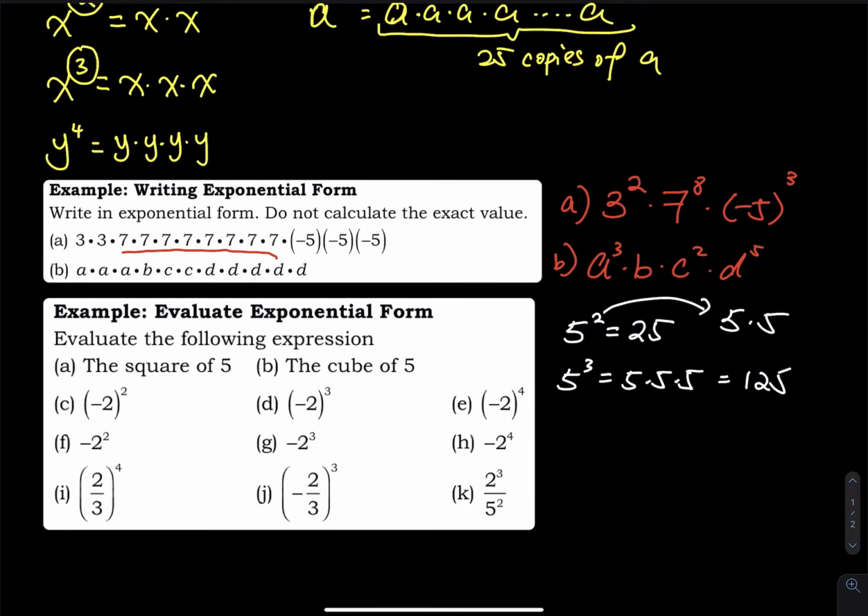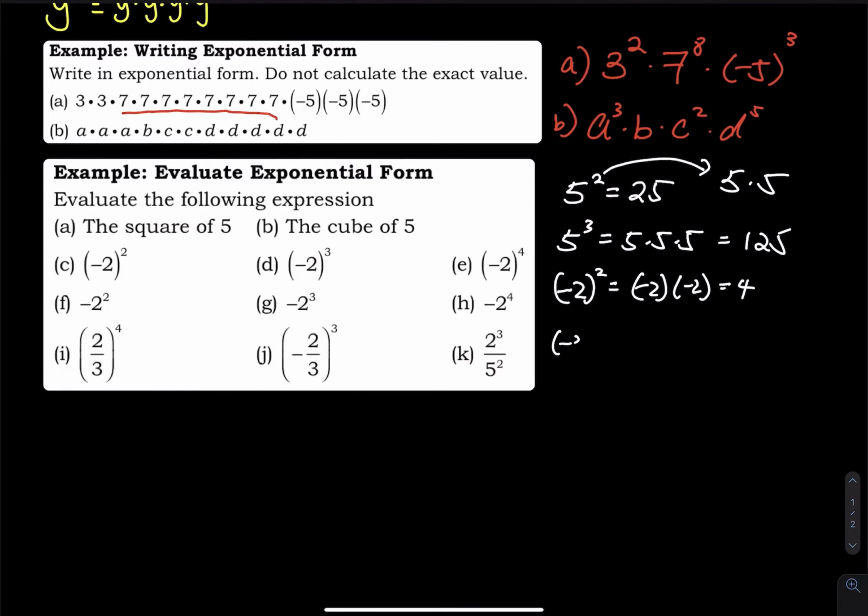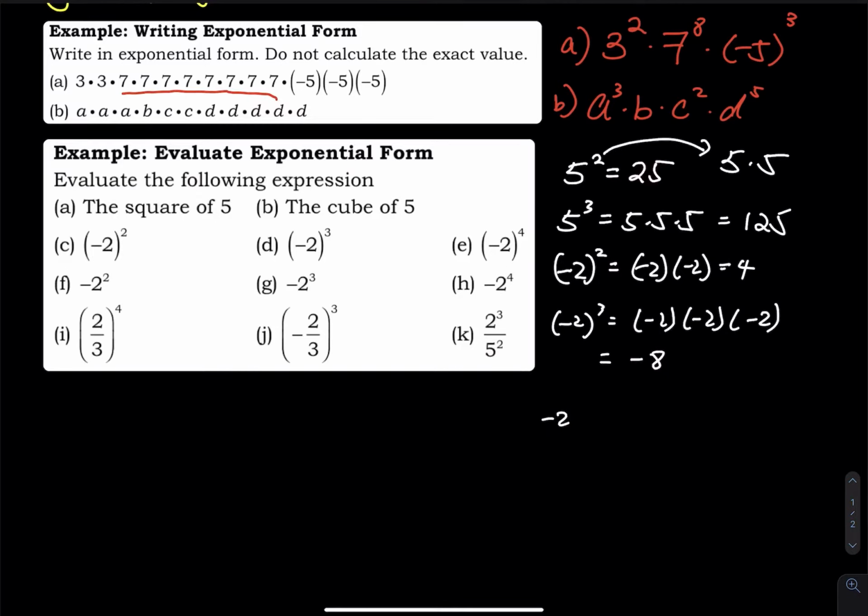And then we have -2 squared, so the entire -2 squared. That is -2 times -2, which equals 4. And then we have -2 to the third power, so that is -2 multiplied by itself 3 times. -2 times -2 is 4. 4 times -2 is -8. And then we have -2 to the fourth power. So that is -2, -2, -2, -2. Since they are all multiplication, that gives me a 4, and then that gives me a 4. So we have 4 times 4 equals 16.